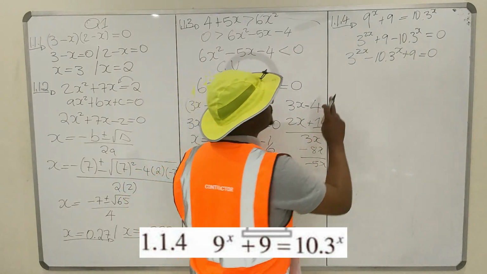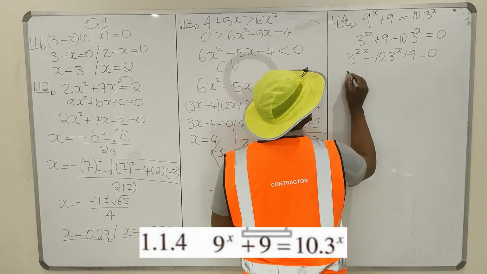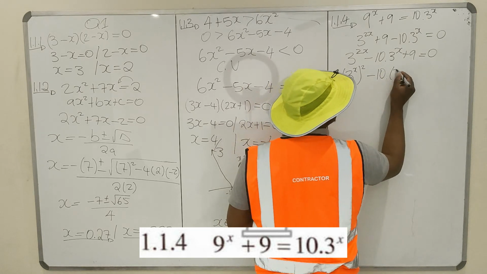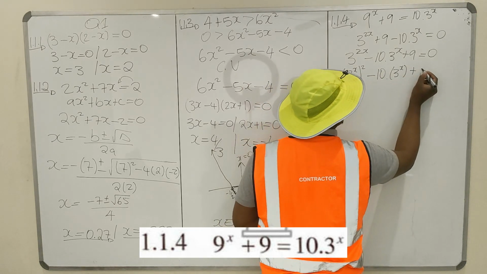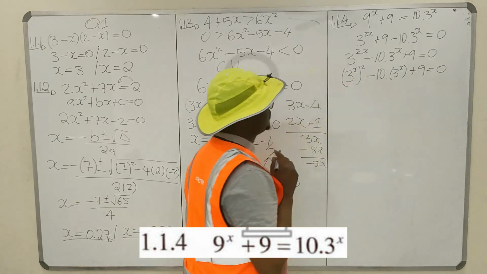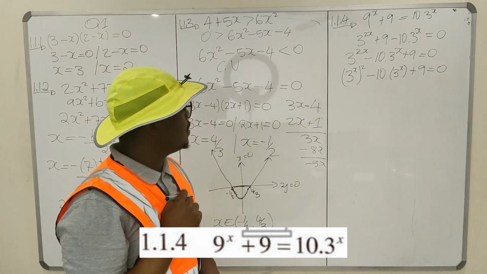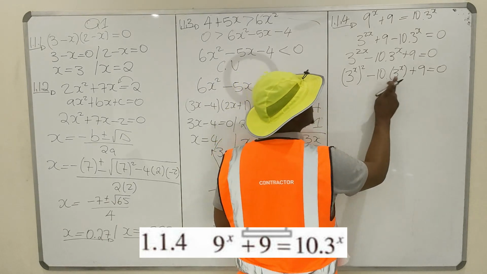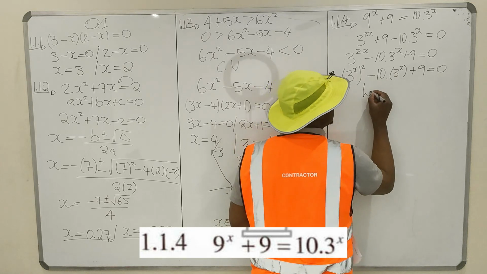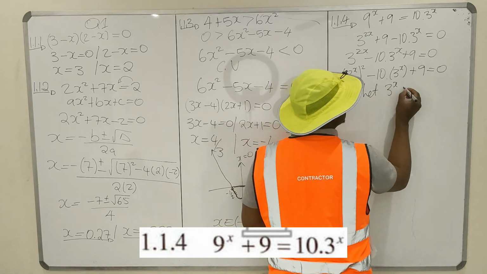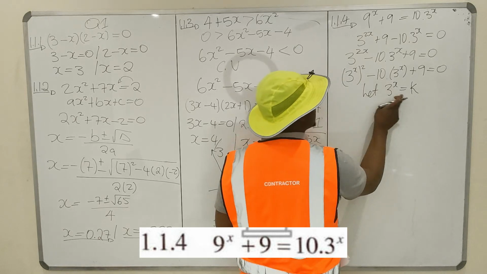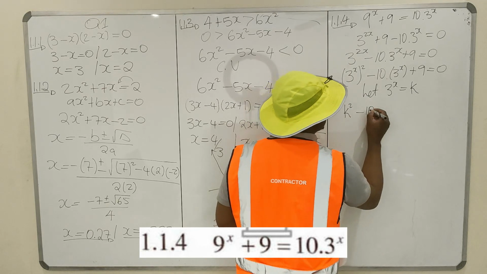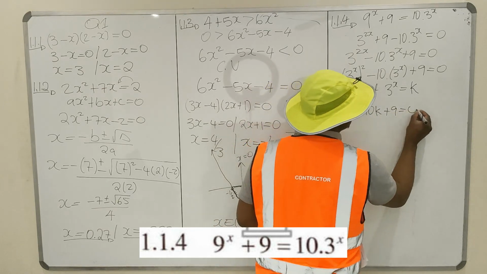What do we do? Take out this 2, so you have 3 raised to x, all squared, minus 10 times 3 raised to x plus 9 is equal to 0. So what do you do from here? When we're here, the easy way, since these two things look the same, you can say, let 3 raised to x equal k. Let's substitute k there instead. So we have k squared minus 10k plus 9 is equal to 0.